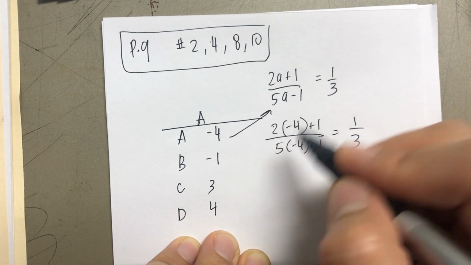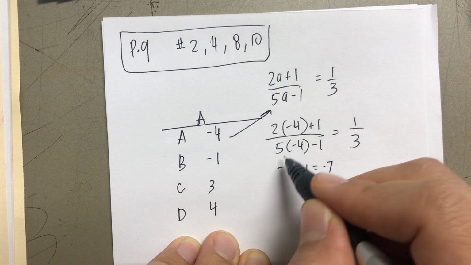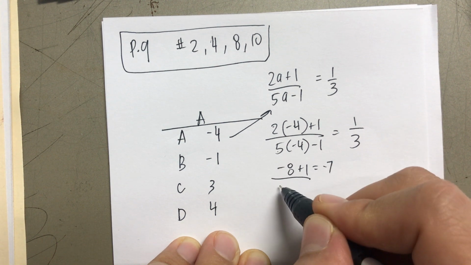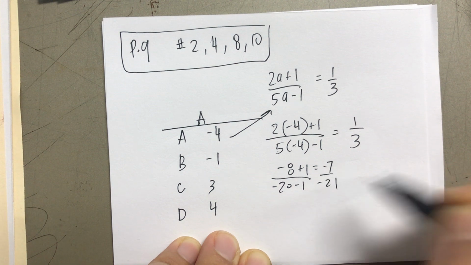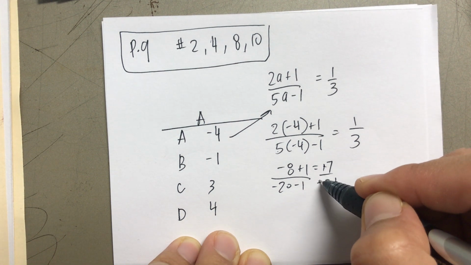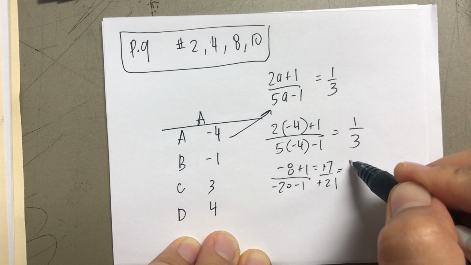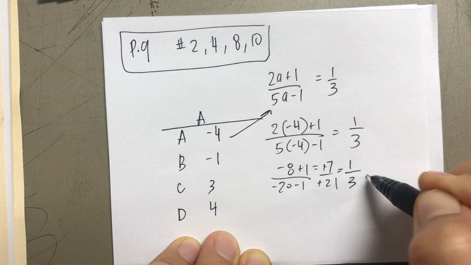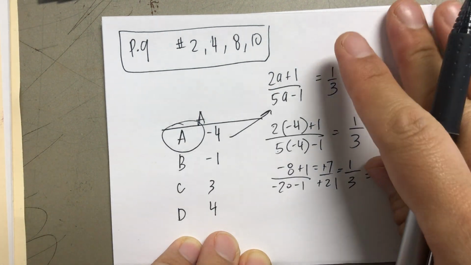So 2 times -4 is -8 plus 1, which equals -7. And then you're going to get here 5 times -4, which is -20, minus 1, which is going to be -21. A negative and a negative equal a positive. So if we were to reduce this, take out a 7 out of there, it's going to be a 1. Take out a 7 over here. 1/3 equals 1/3, so A will work.